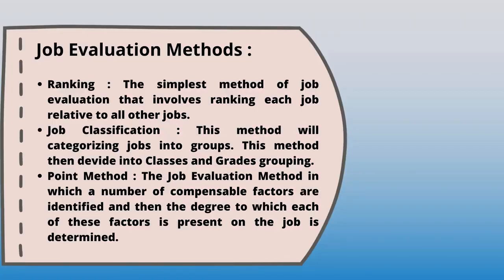Some job evaluation methods commonly used by corporations are ranking, the simplest method of job evaluation, which involves ranking each job relative to all other jobs. Job classification. This method categorizes jobs into groups, which are then divided into classes and grades. Point method. The job evaluation method in which a number of compensable factors are identified and then the degree to which each of these factors is present on the job is determined.